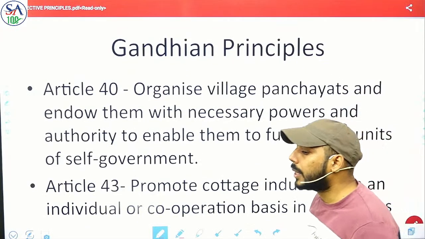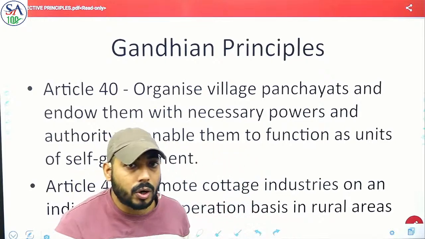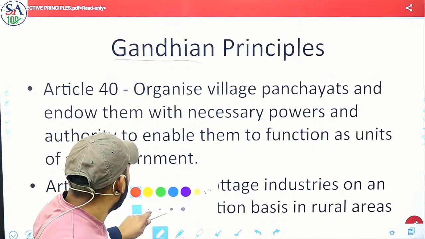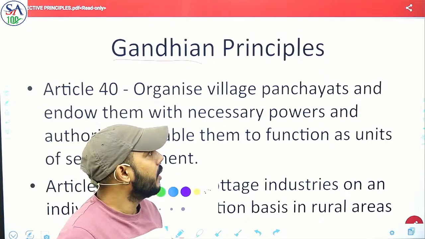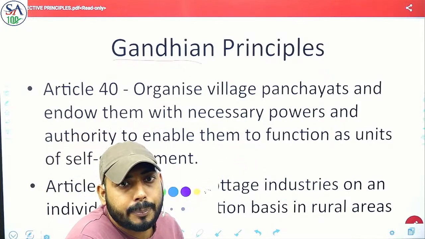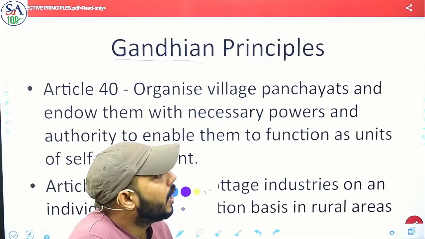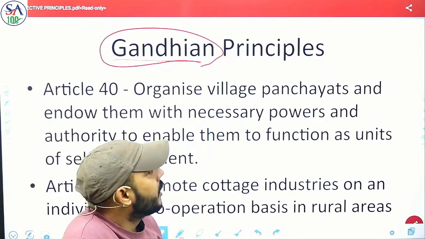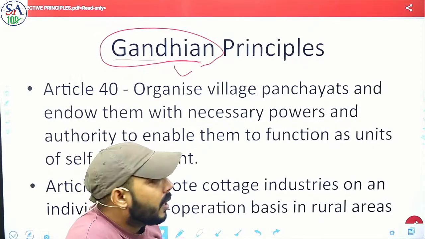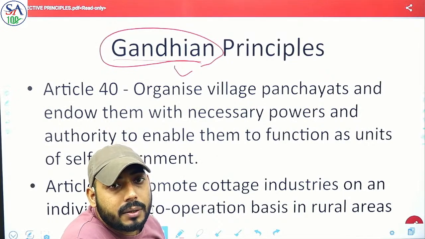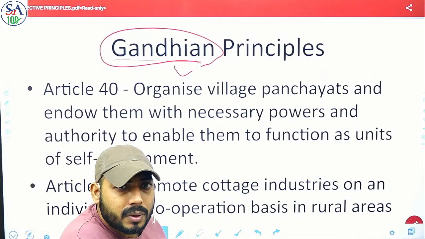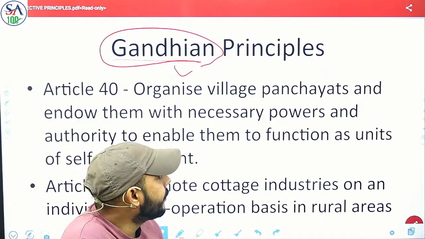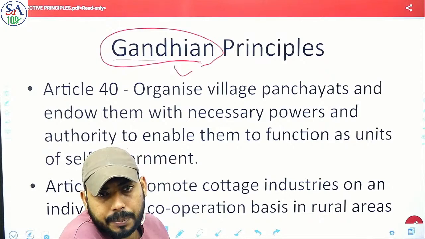Now we will talk about the Gandhian principles. What do you mean by Gandhian principles? These principles, which are included in DPSP, are somehow inspired by the ideologies of Gandhiji. Therefore, they are known as Gandhian principles. Articles which are included under it are, up to some extent, associated with the work of Gandhiji. That's why they are known as Gandhian principles.